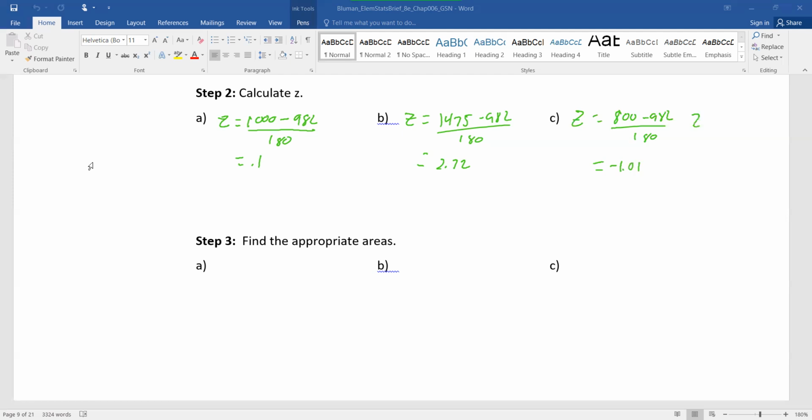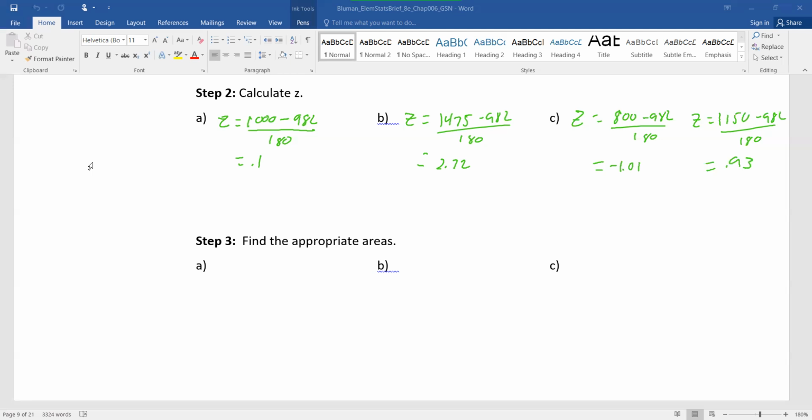And then our other Z score of, what was it? 1150. So what's 1150 minus 982? You already divided by 180. So 0.93. All right. So now that we have this, now we can find the appropriate area.